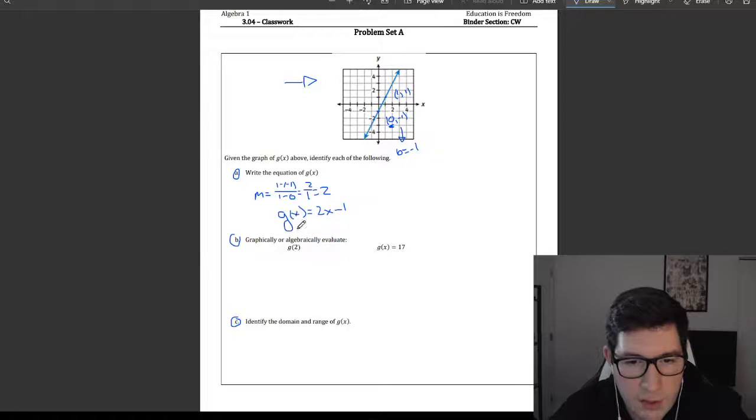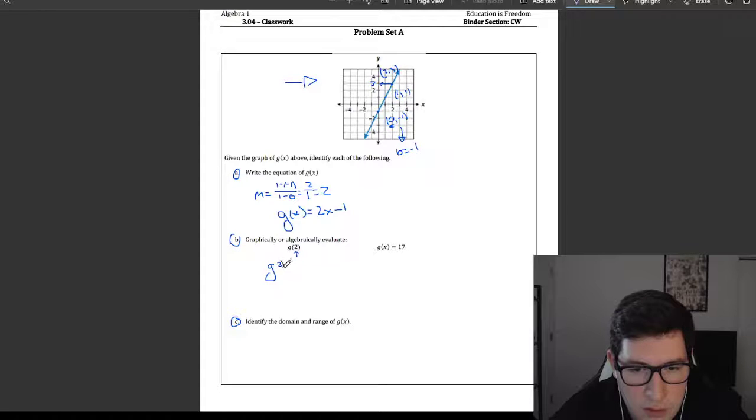And so part B says graphically or algebraically evaluate g of 2 or when g of x is equal to 17. Now, for g of 2, that's something we can definitely just use this graph for, right? We go right to 2, because remember that we're being given an input here. So we go right over to 2. We go up to find where our line is. I know that my line is hitting right here at 3, right? Because this point is fully 2, 3. So I know, using this graph, g of 2 is equal to 3.